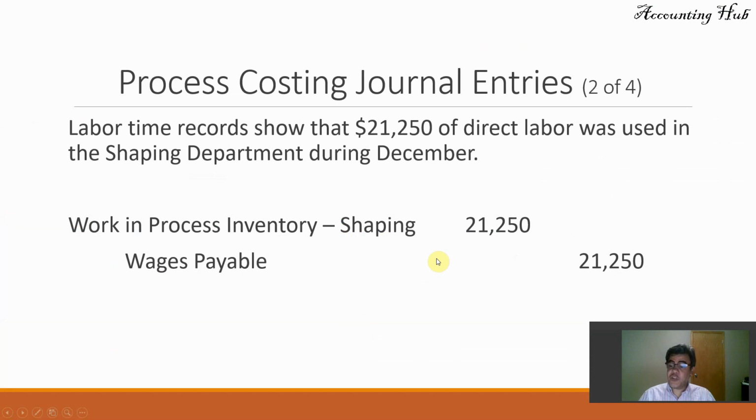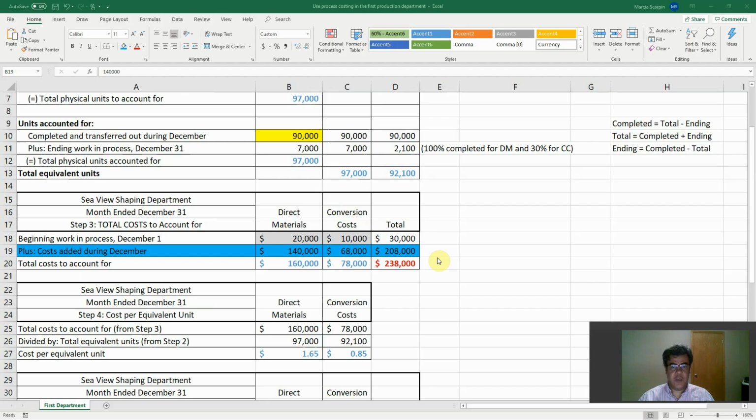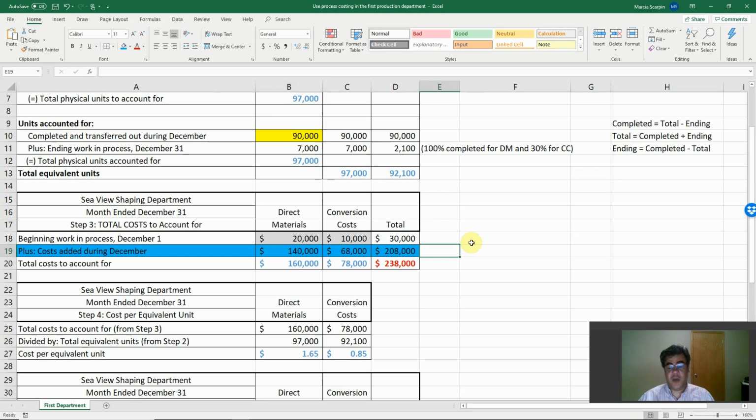Remember, conversion cost. Conversion cost is direct labor plus manufacturing overhead. So direct labor, 21,250. So debit, work in process inventory shaping, 21,250. Credit, wages payable or cash, 21,250. So if we go here, they are here in the $68,000. So 21,250 direct labor. Okay.